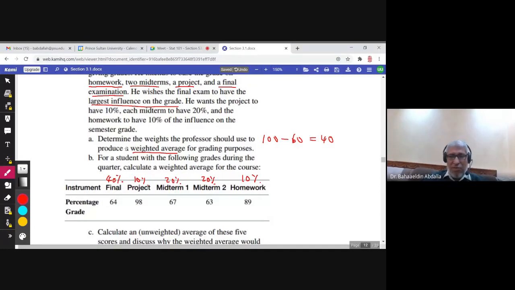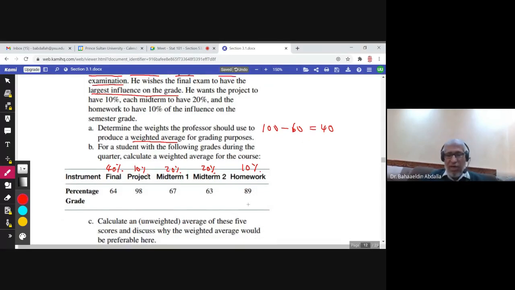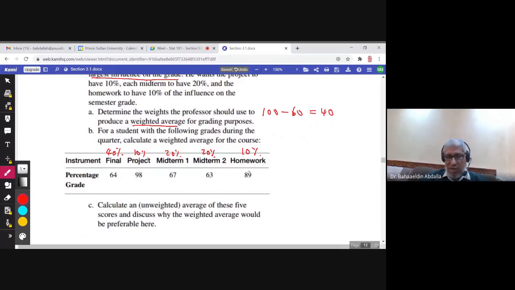Now this is part A. Part B, for a student with the following grades. These are the grades of a student during the quarter. He got 89 in the homework. 89 out of what? Out of 100. Why? Because he said percentage grade. So this is 89 out of 100, 63 out of 100, 67 out of 100. All of these scores are out of 100.